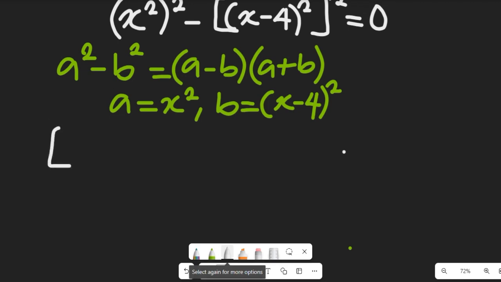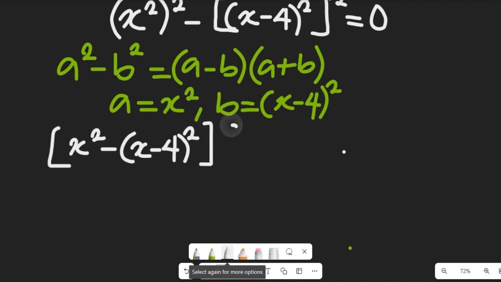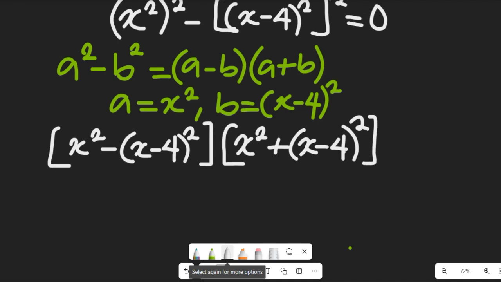If we do that, that expression will give us the first value: x squared, which is a, minus (x minus 4) squared, and all this is closed in a bracket, multiplied by x squared plus (x minus 4) squared, and this will be equal to 0. Great.